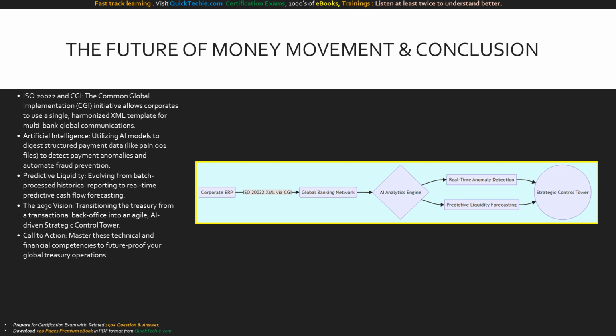Our final diagram charts the future architecture of treasury payments. We begin with the corporate ERP, transmitting a harmonized ISO 20022 XML payload via the CGI framework. This rich data flows efficiently into the global banking network and is simultaneously fed into a central AI analytics engine. The engine outputs predictive liquidity insights and real-time anomaly detection, culminating in the ultimate state of treasury design, the strategic control tower.